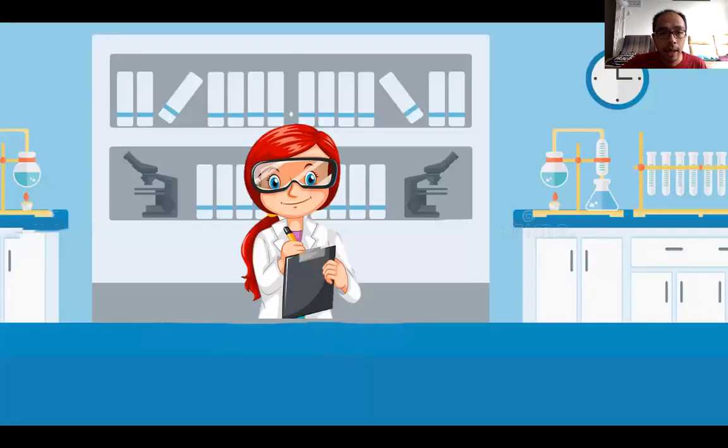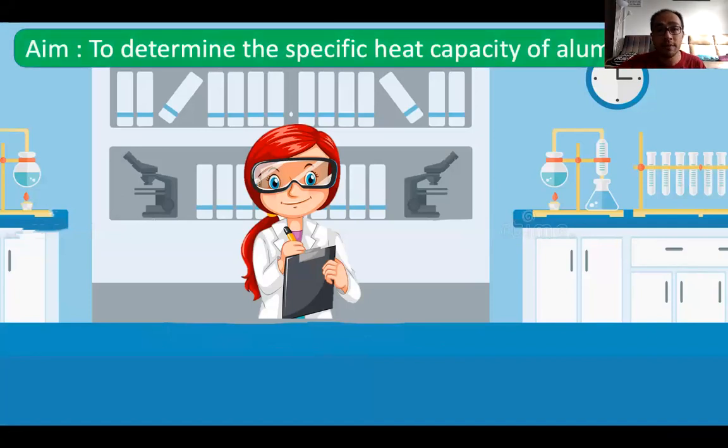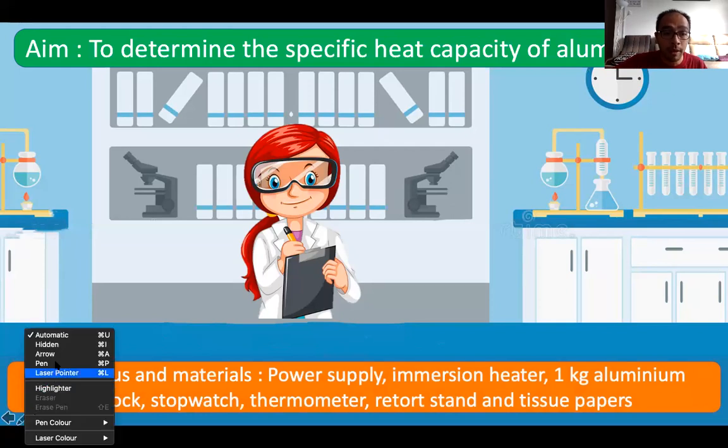Alright, so now we're going to take a look at the next experiment, which is to determine the specific heat capacity of a solid. So, the one just now was liquid. Now we're going to look at one aluminium block and determine the specific heat capacity. This is slightly easier, but the steps are still the same. We need to find out how to determine three things.